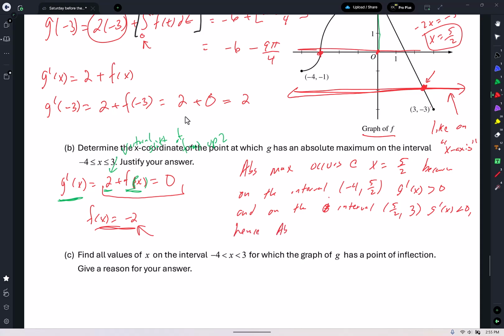Hence, absolute max must occur at x equals 5/2. I hope that made sense, guys. I know there was a lot in that little thing. I feel like I explained it better in class than I did right now.